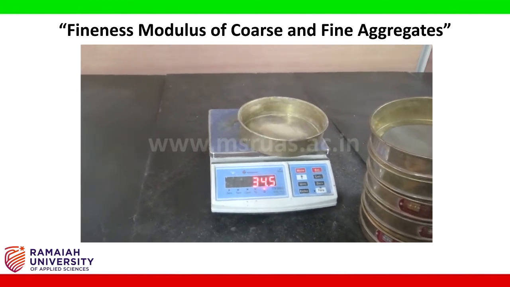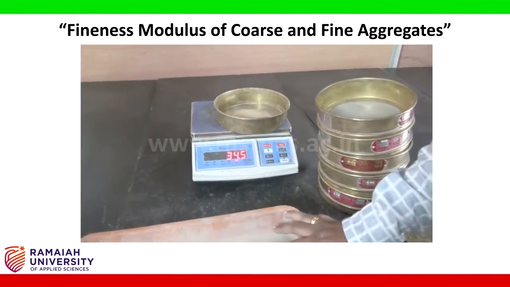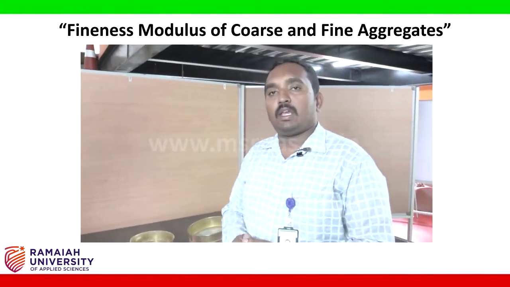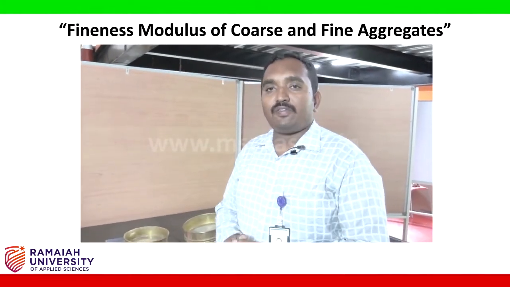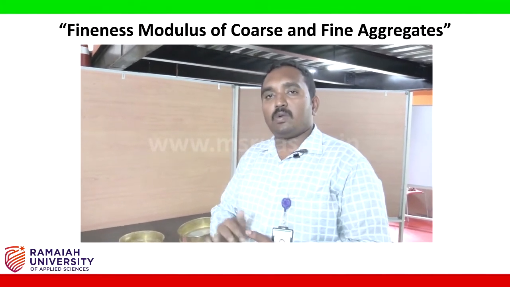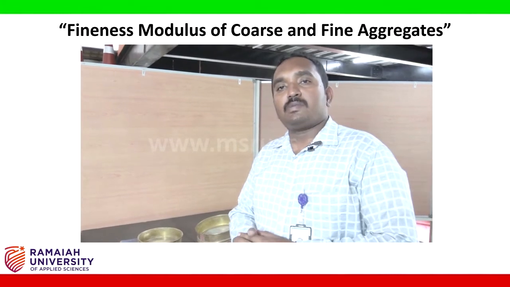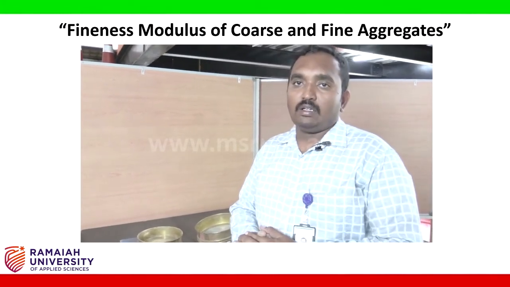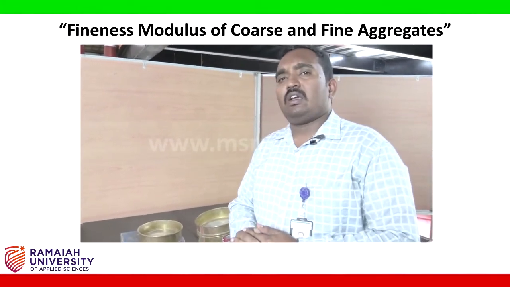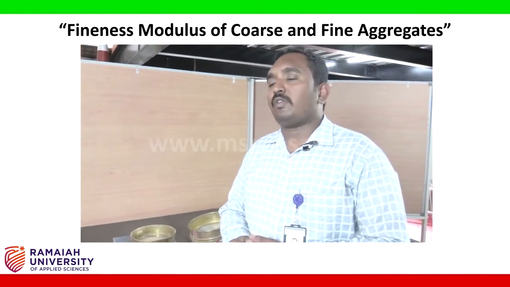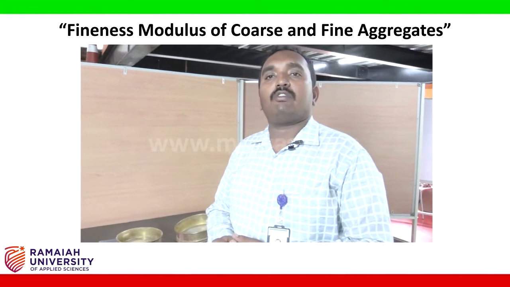Using all these weights, your percentage weight retained as well as the percentage passing will be calculated. You are going to plot the graph of percentage passing versus sieve size. Using that graph, the fineness modulus is calculated. Here you can also calculate D10, D30 and D60 of sand. That is what we call the coefficient of uniformity and coefficient of curvature.